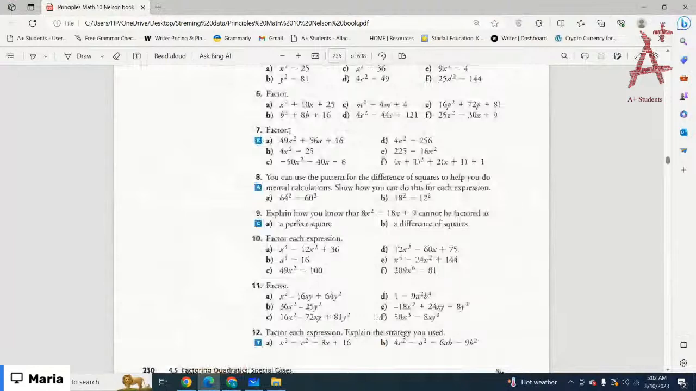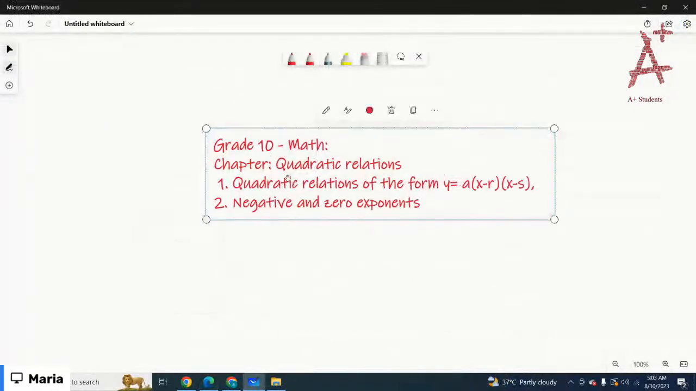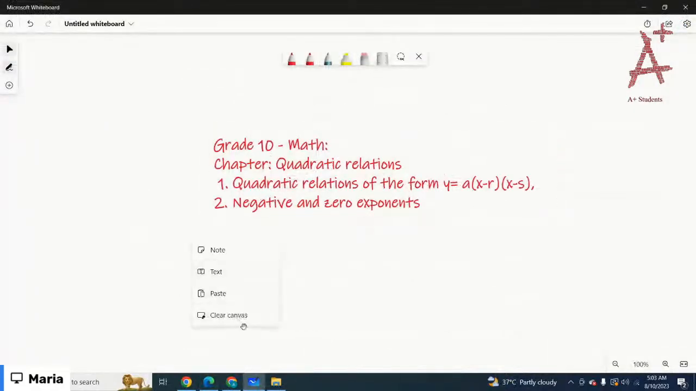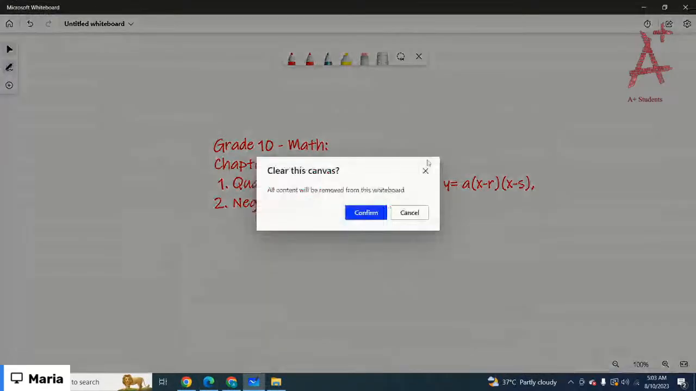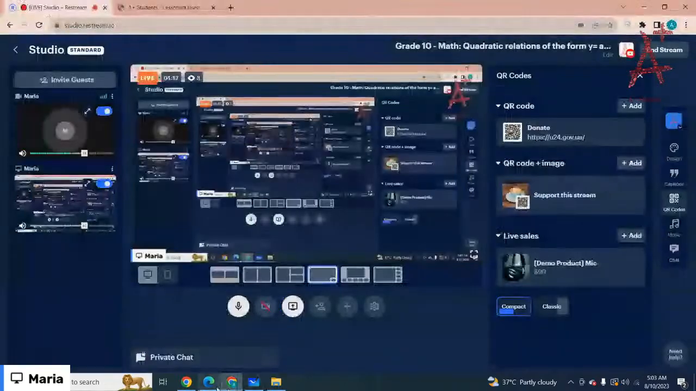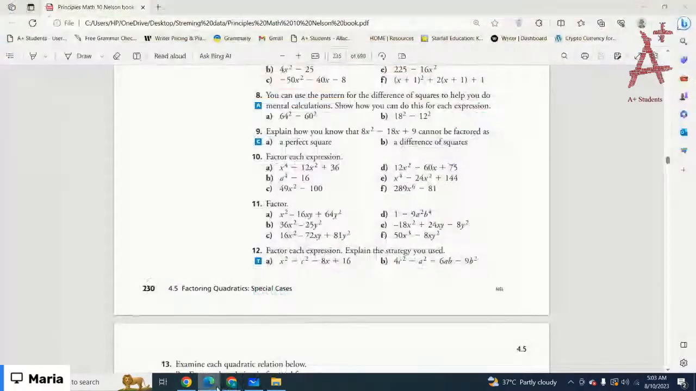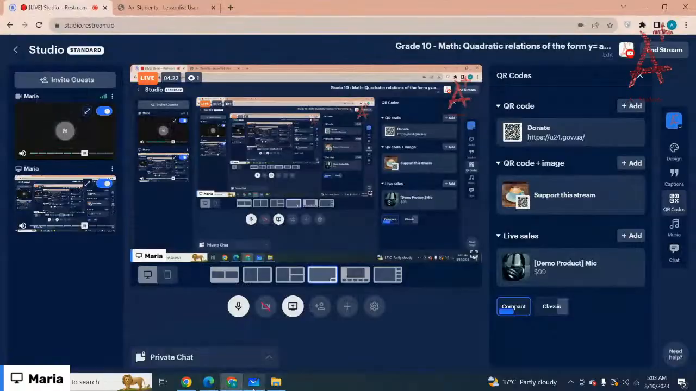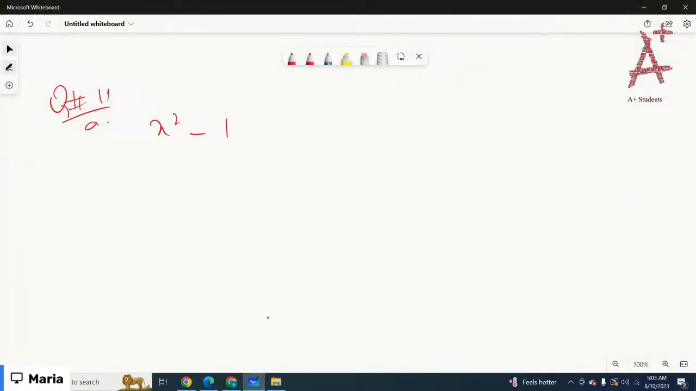Okay, let's just start with question 11. X square minus 16xy plus 64y square. Let me just write it down on board. Question number 11, A. The question is x square minus 16xy plus 64y square, right? So we have to factor the given equation, right?